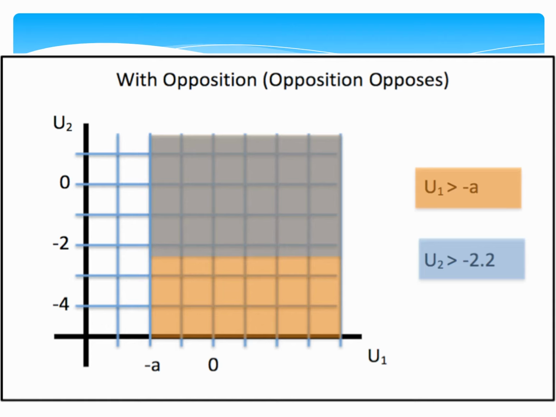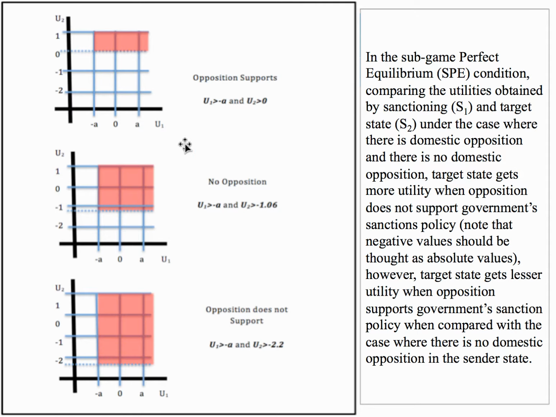So in our first model, we looked at the case where there is no opposition. And if there is no opposition, then we should expect a value between these results. And when we put all of those three graphs together, this is what we find. In the subgame perfect equilibrium condition, we see that S1 and the target state have changing payoffs in all of those conditions. So if the opposition supports, then U2 gets the lowest payoff. If there is no opposition, the only players are the sender and target, and the target has no other source to get information other than the government, then this is the payoff.